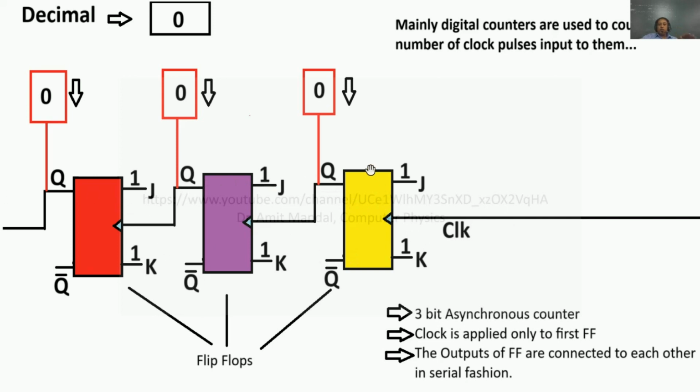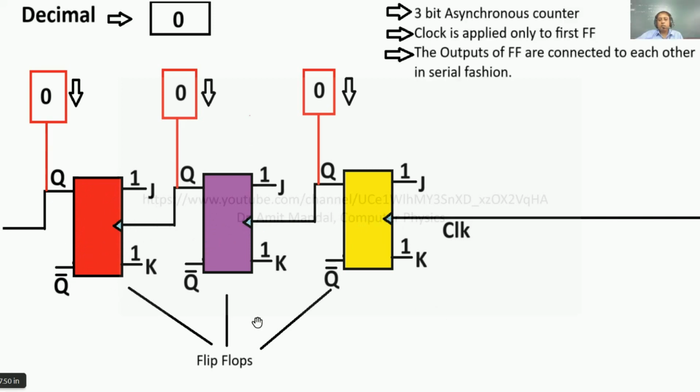What we see is that the output of one flip flop is actually the input of another. The yellow flip flop's output, that is Q, is the input clock signal to the purple flip flop, and the output of this purple flip flop, that is again Q, is the clock signal to the red flip flop. Here I am taking an example of a 3-bit digital counter. Why is this system called an asynchronous digital counter? The reason is that the clock signal is provided only to the first flip flop.